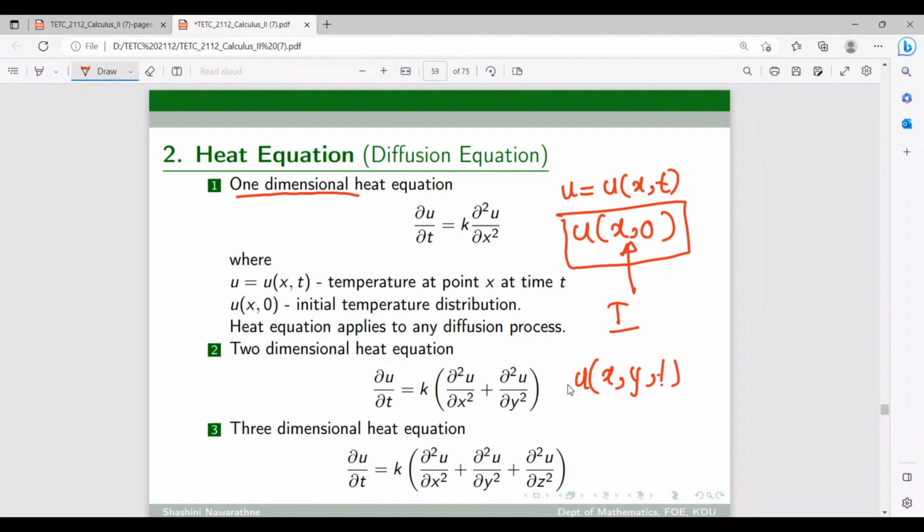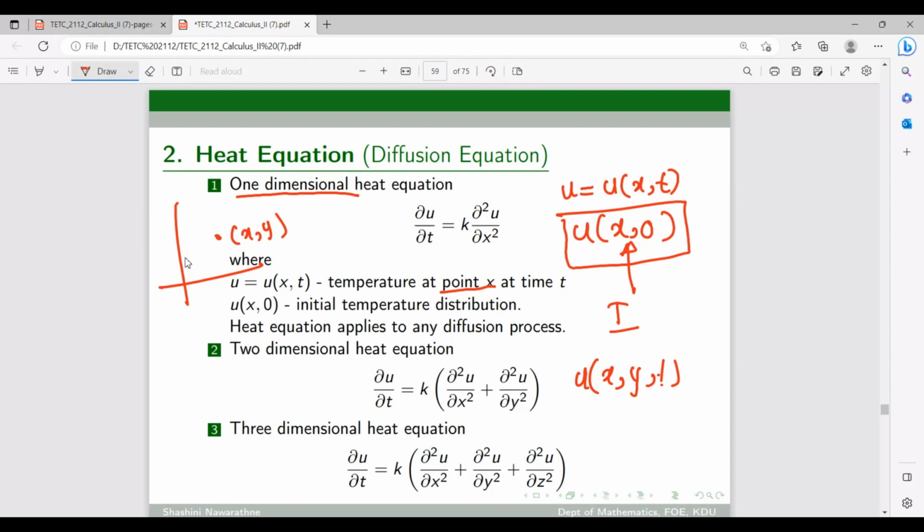That means we have to consider the position with respect to two dimensions. In the earlier case, we considered a specific point x and measured the temperature. If we are considering the two-dimensional case, we have to consider a point with two coordinates, and measure the temperature at this position at time t. So that is the meaning of two-dimensional.